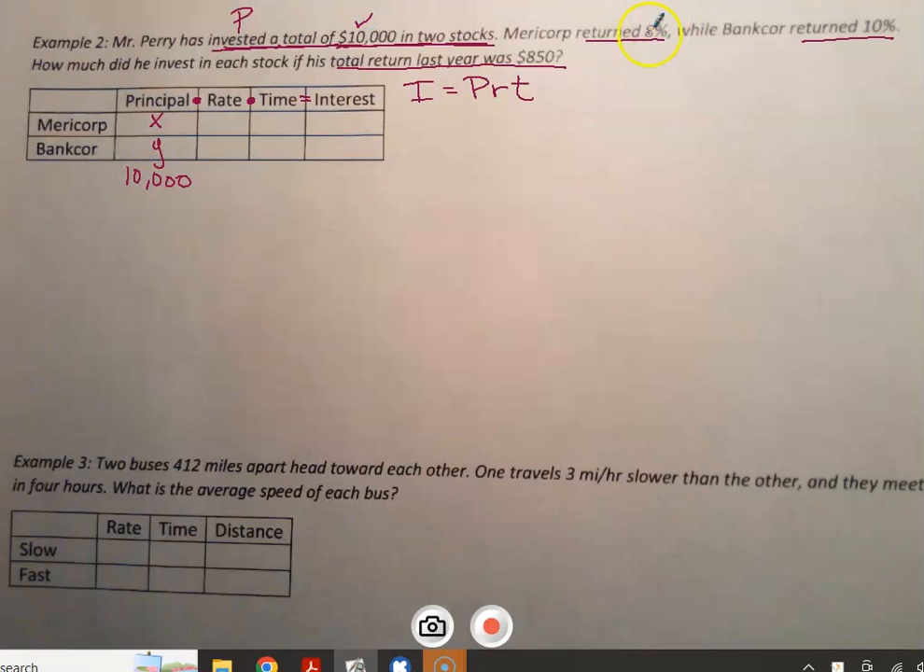The rate, our 8% here is a rate, and our 10%. So AmeriCorps was 8%. We always have to write that as a decimal, so 0.08. And BankCorp was 10%, so it's going to be 0.10. Okay, so we've got those in our chart. How much did he invest in each stock if his total return last year was 850? Now, this is important. His total return last year, so that answers the question of time. His time was 1 year for both of them.